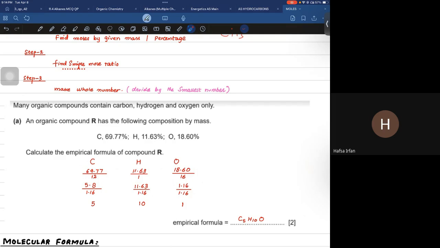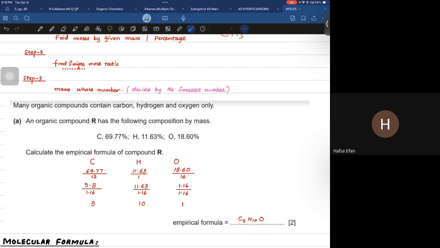So I got 5, then 10, then 1. So the formula is C5H10O. This is your empirical formula. It's quite easy to determine the empirical formula. It's very easy. Okay.